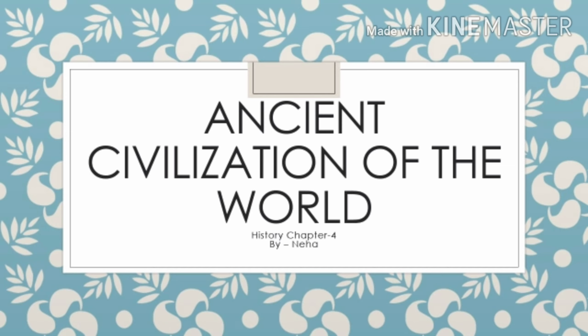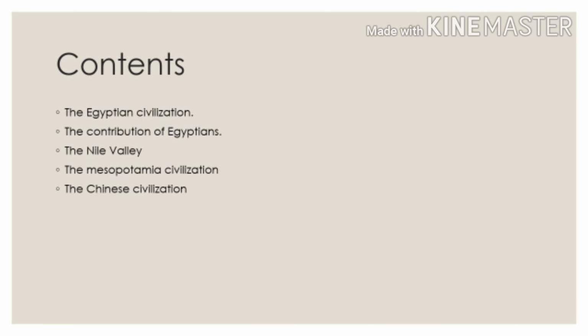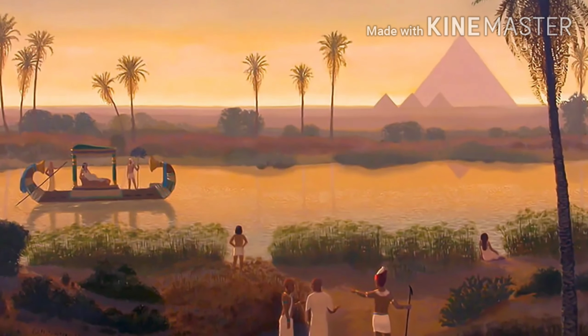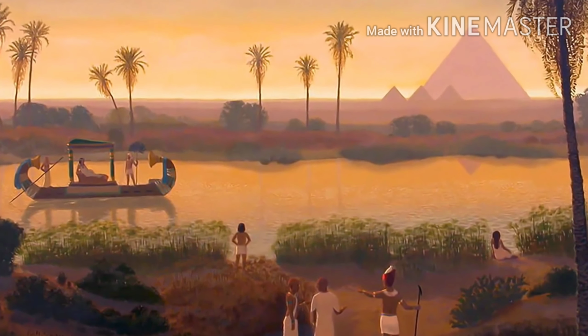Today we will be starting with the fourth chapter of history, and the name of the chapter is Ancient Civilization of the World. Students, before getting started with the lesson, let's see what we will be learning in today's module. These are the topics about which we will be learning in today's class: the Egyptian civilization, the contributions of the Egyptians, the Nile Valley, the Mesopotamia civilization, and the Chinese civilization. So, let's get started with Egyptian civilization.